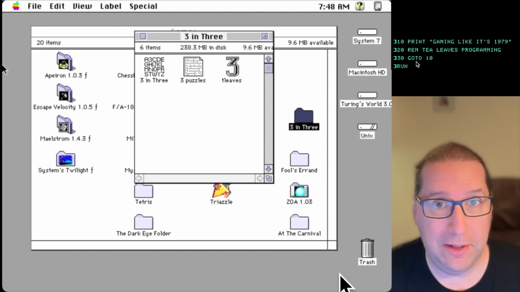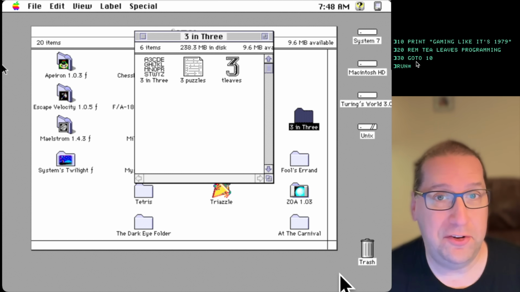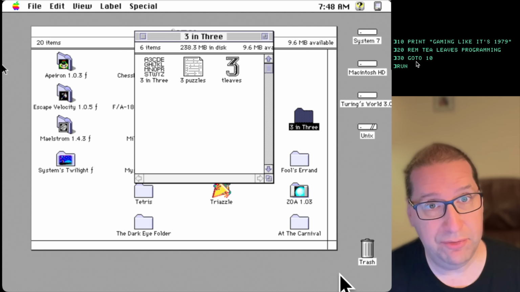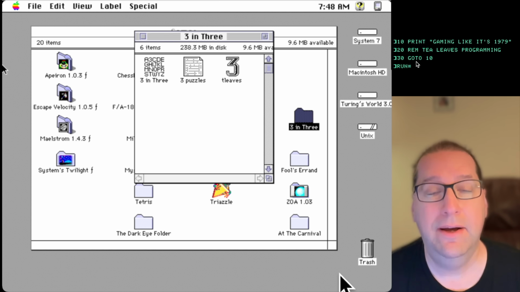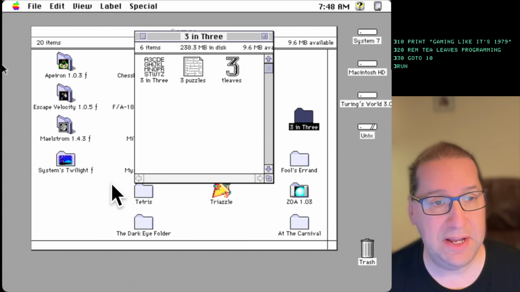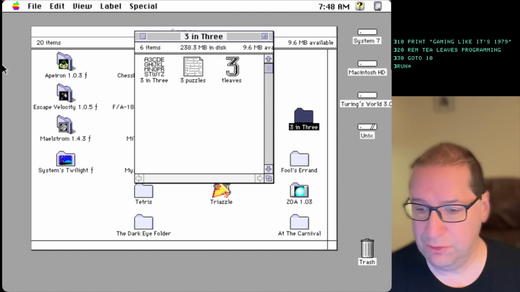Today we are gaming like it's 1979. I decided to take a little break from all of the Haskell for Dilettantes I've been doing. And we're going to return, briefly, to our Let's Play of the classic Mac puzzle game 3 in 3. So let's see where we left off.